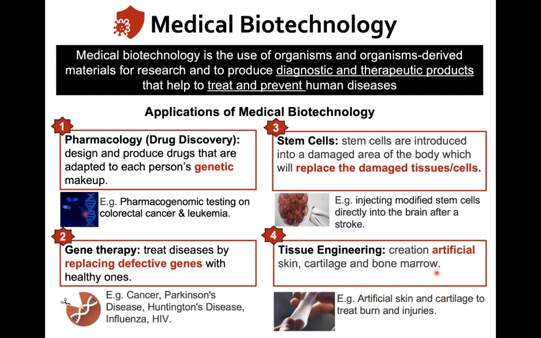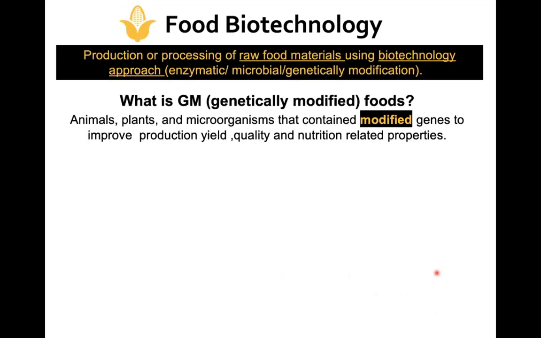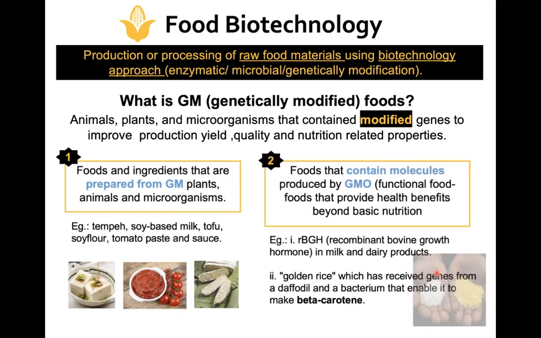Okay. So next one is food biotechnology. Okay, food yang tadi kalau you tengok dia berkait rapat dengan agricultural punya biotechnology as well. So food biotechnology is the production or processing of the raw food material using biotechnology approach. Dia selalunya melibatkan enzim, microbial ataupun GMO.